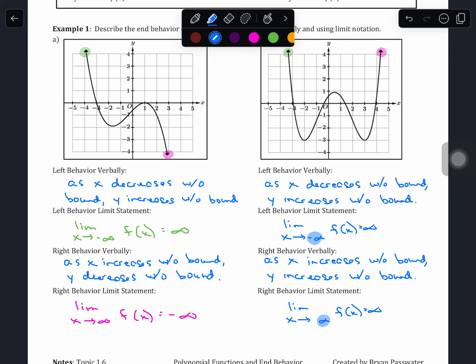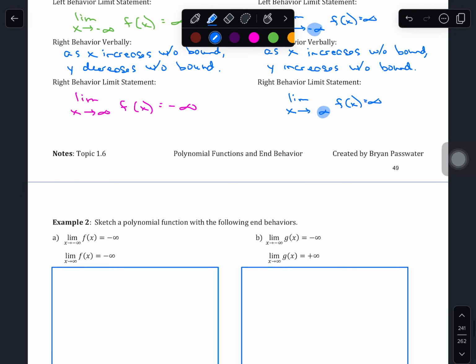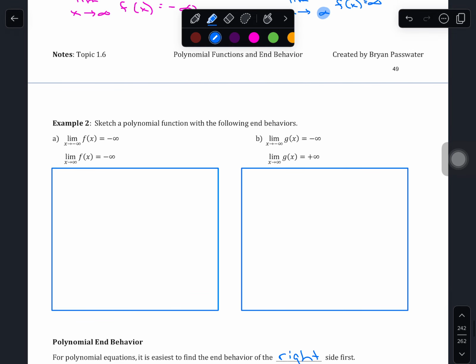Okay? So once we have that down, then we're going to go ahead and try sketching these graphs. It's unlimited opportunities. There's an infinite number of graphs that you can create that follow those two limit statements. So go ahead, again, pause the video and try to make a rough sketch of what you think that example would look like for A and for B. So this time we're having to do the opposite. We're having to read the limit statements and then create the graph. Go ahead.